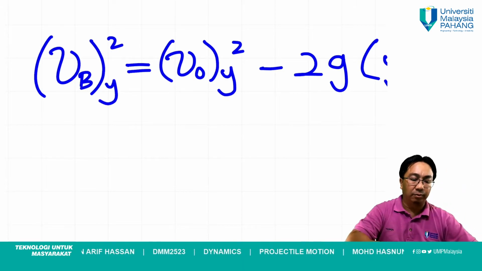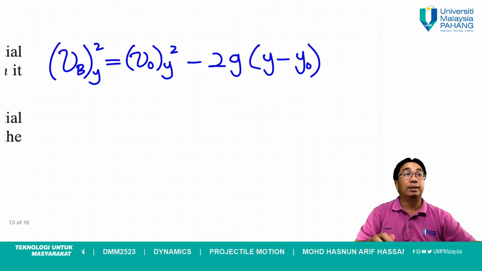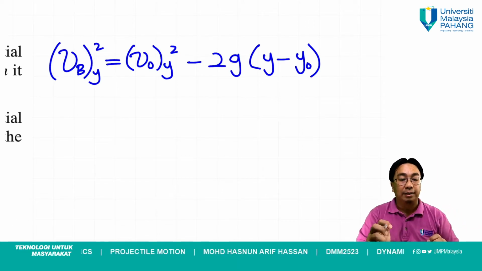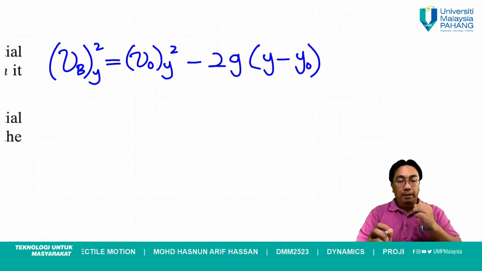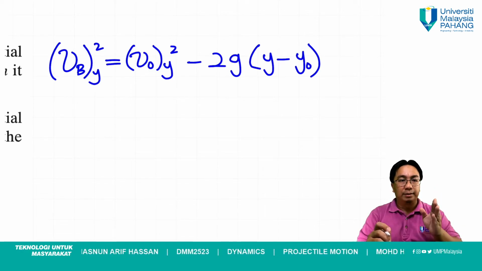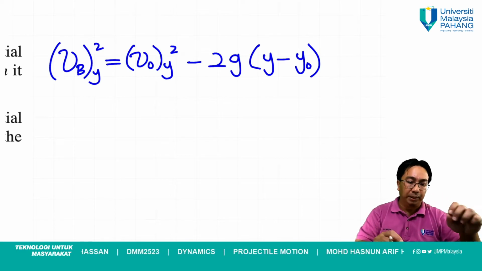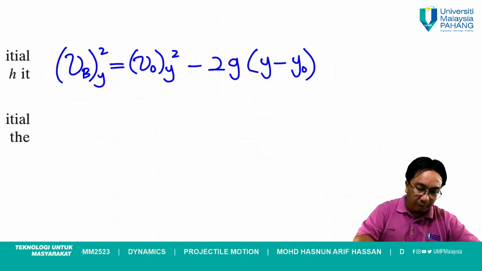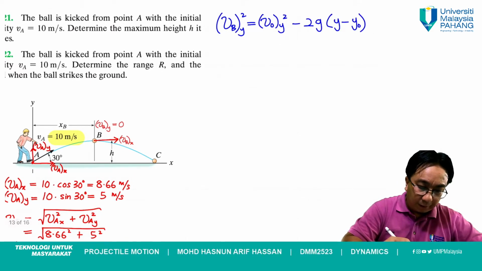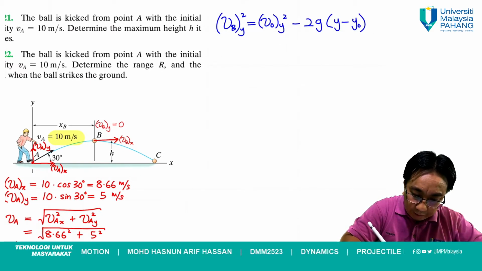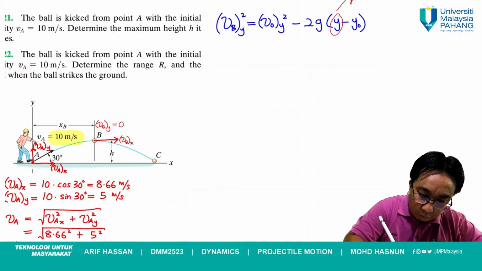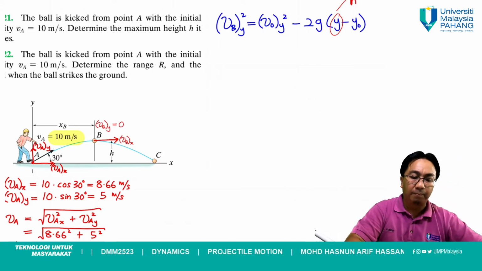square. VBY square. Equation dia tadi saya tulis VY square, tapi VY square kita tak tahu pada position mana. So since kita nak tahu Y punya value pada ketika B, pada ketika peak value tadi, so kita gantikan dengan VBY. Okay, so basically yang Y di sini ialah value of H lah. Ini yang kita nak tahu. Apa value H di sini? Okay, ini yang kita nak tahu.